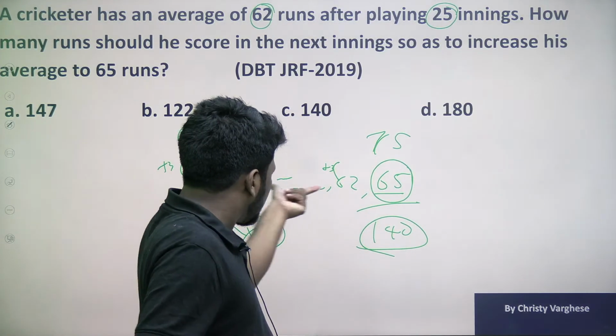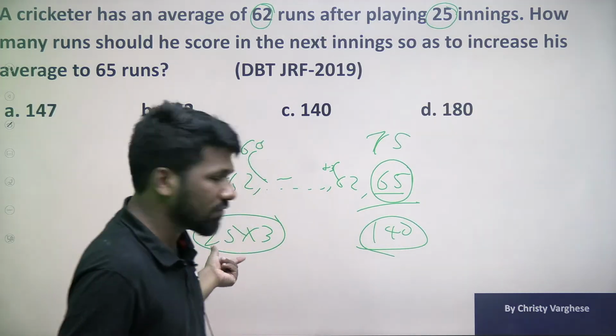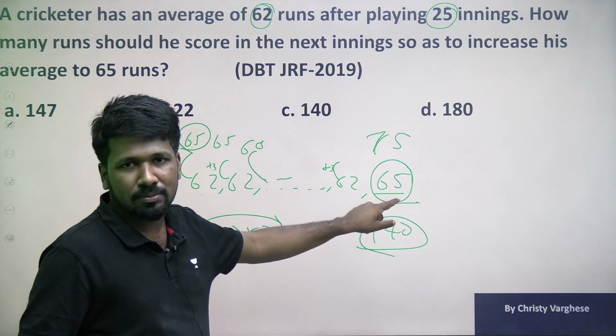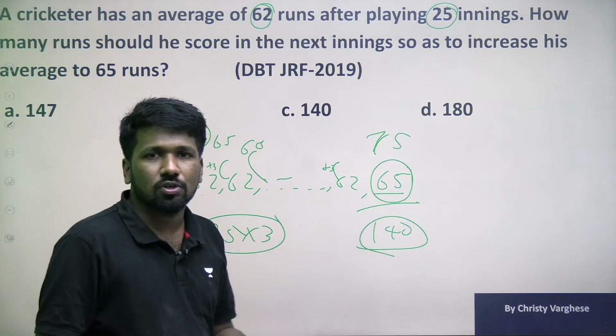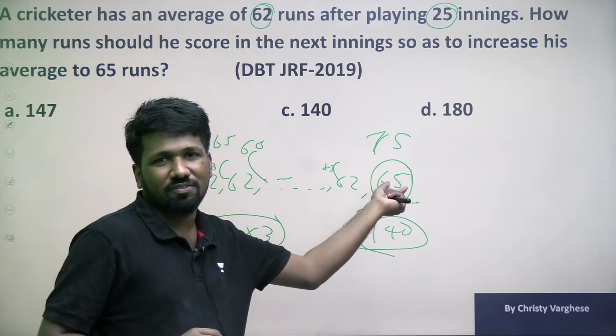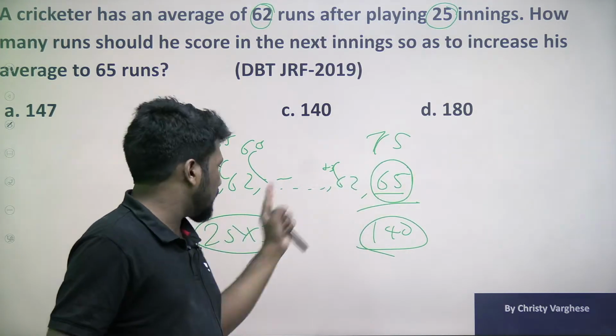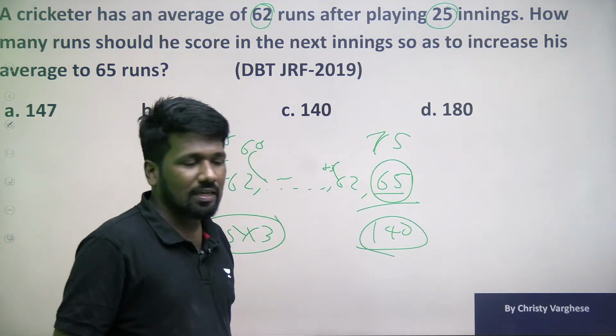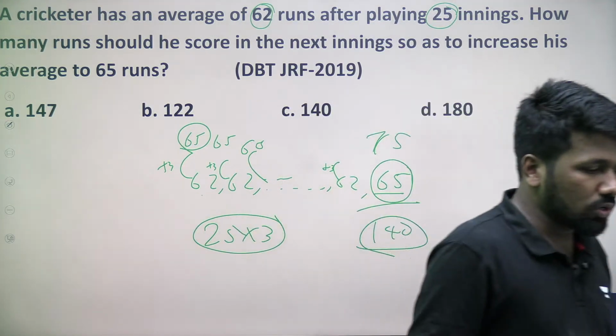The deficiency of these first 25 observations is 75. That deficiency should be satisfied by the 26th observation, and the 26th observation should contribute what he is supposed to contribute. He is supposed to contribute 65, and 75 for the deficiency of the first 25 observations. So 75 plus 65, 140. Very easy, na? This is how you can do it faster.